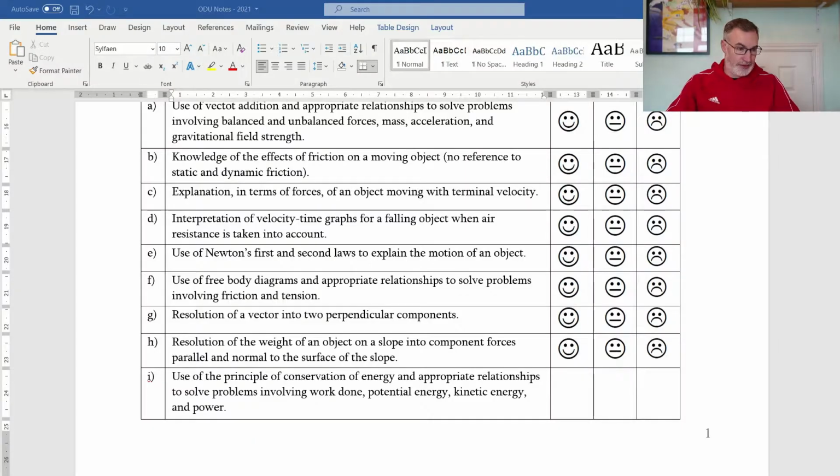Hi, in this final video on forces, we're going to look at energy and power and how that relates with forces. The learning outcome is, as you can see here, use the principle of conservation of energy and appropriate relationships to solve problems involving work done, potential energy, kinetic energy and power, which is the very last one there.